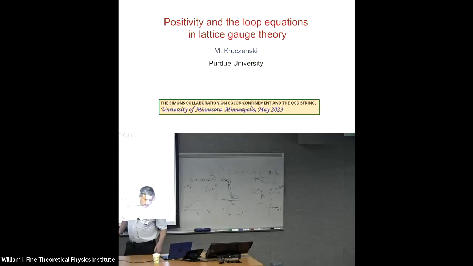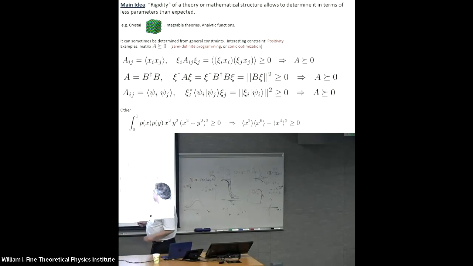Before I start the talk, I want to discuss an idea that is going to be important for us. In physics and mathematics, there are structures that we can call rigid. For example, a crystal: if I know the position of some atoms, I can know the position of all of them. Integral theories, analytic functions: if I modify an analytic function at one point, I have to modify it everywhere.